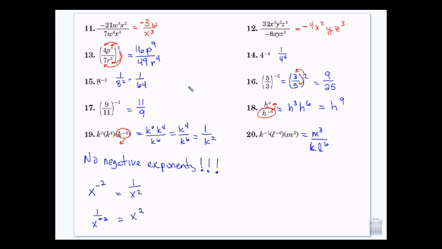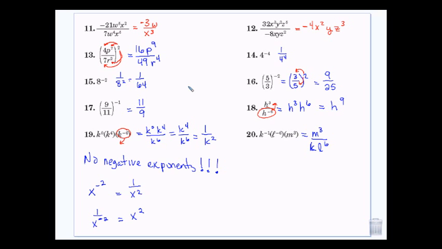Yeah, that's called being closed or not. So when you multiply monomials, it's closed. So if I take a monomial and I multiply it by a monomial, I always get another monomial. But when I divide monomials, I may not.